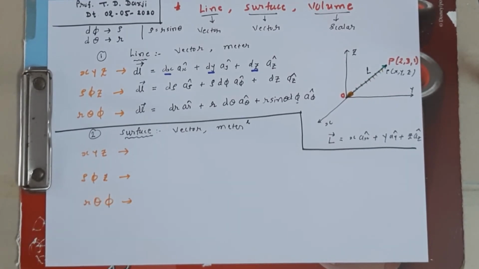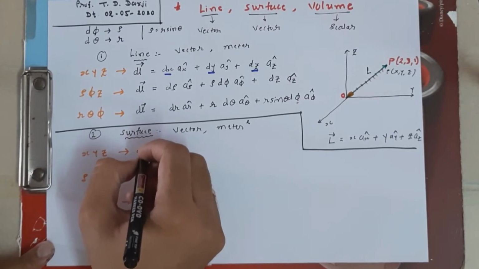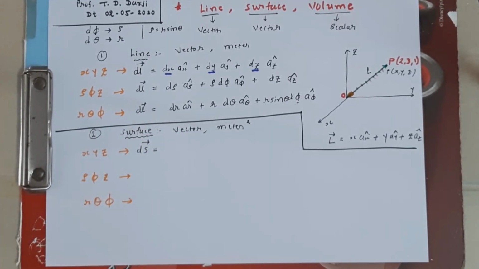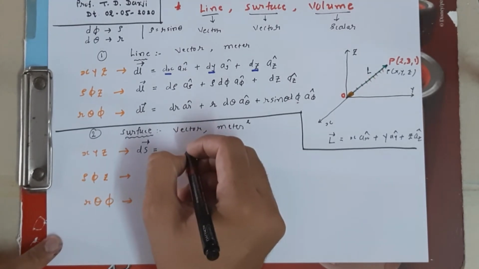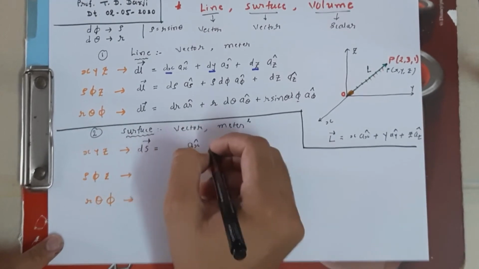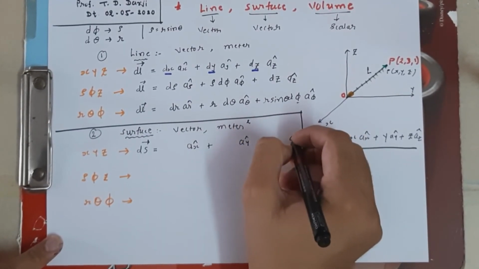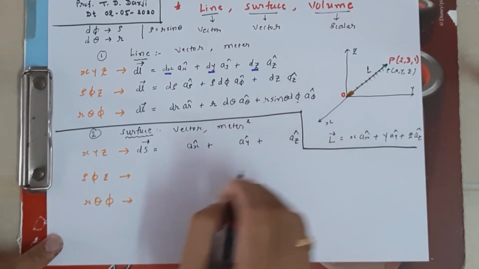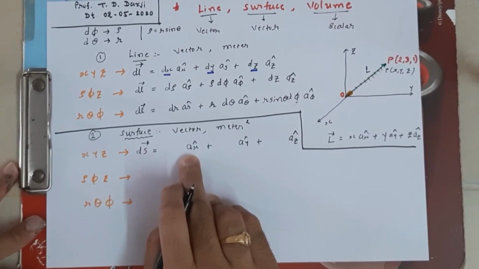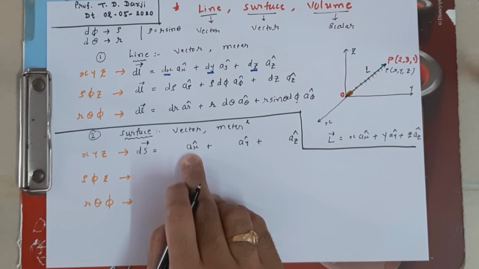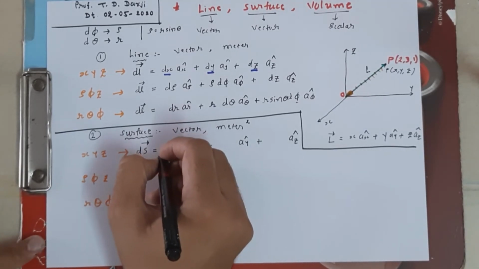First, the equation of differential surface in the Cartesian coordinate system. Now see what I have to do. I have to just write first ax, then ay, then az. For which surface is ax the direction? Ax is the direction of the yz surface. That is why I have to write here dy dz.